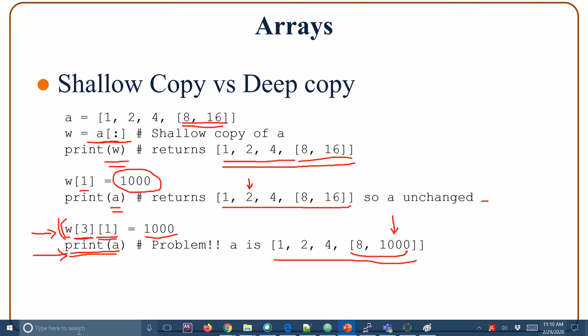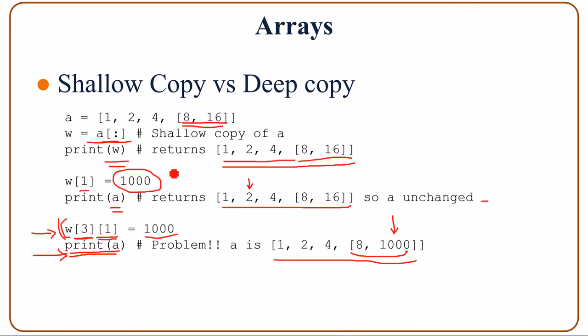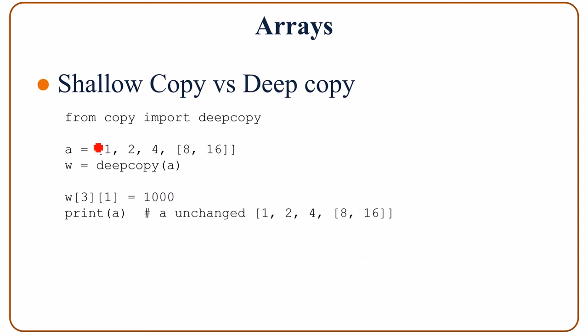So making a shallow copy does not really solve your problem. In some cases, when you have deeper levels of structures, you would need to create a deep copy instead. For doing that, you would need this library copy, and you import deepcopy. Going through the same example again, but now you use the deepcopy function to make a deep copy of a and assign w to it.